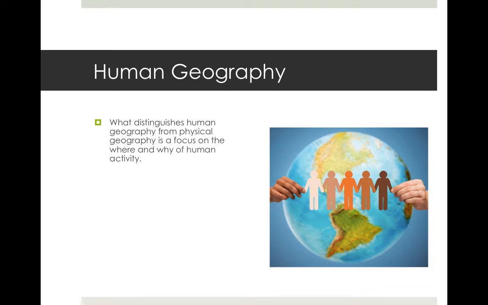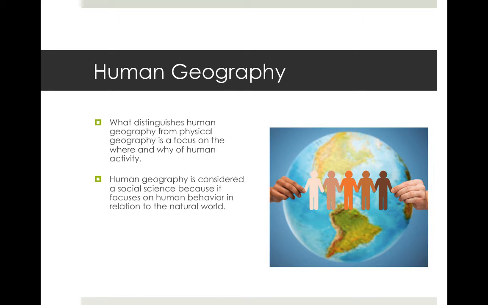What distinguishes human geography from physical geography is a focus on where and why of human activity. Okay, why do people live in certain places? Why do they do the things that they do? Human geography is considered a social science because it focuses on human behavior in relation to the natural world.